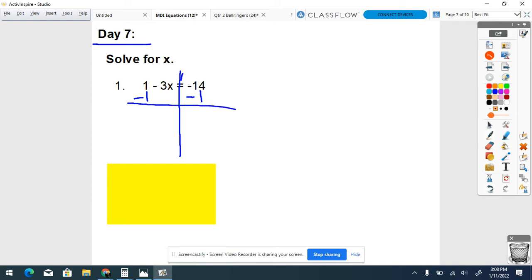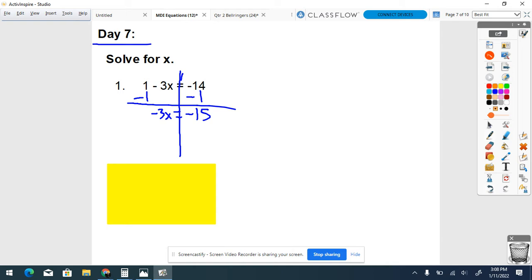So we know 1 minus 1 is going to give us 0. So nothing comes down. That's how some teachers are going to show you that it cancels out. But we know it doesn't really cancel out, it just equals 0. Then this negative 3x on this side comes down. Make sure you keep the negative sign. And then we have our equal sign and negative 14 minus 1. Make sure you read it from the top to bottom. Negative 14 minus 1, which gives us negative 15. Now we have negative 3x equals negative 15.